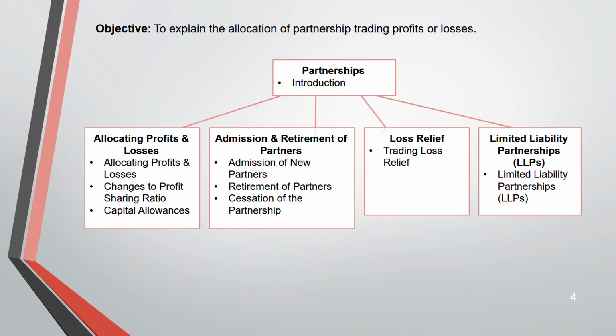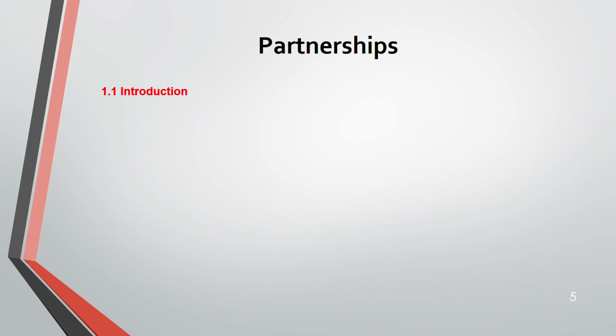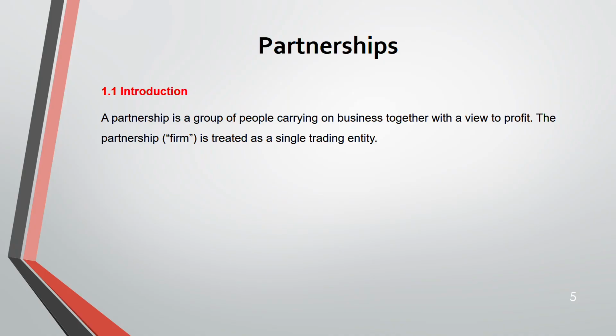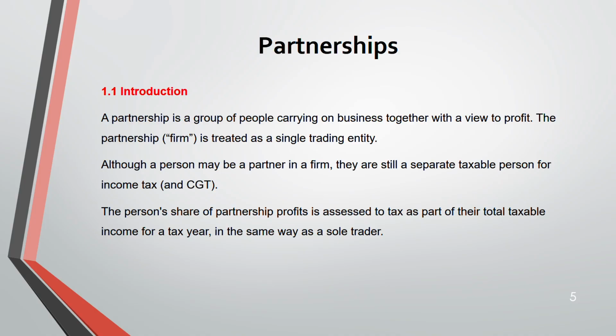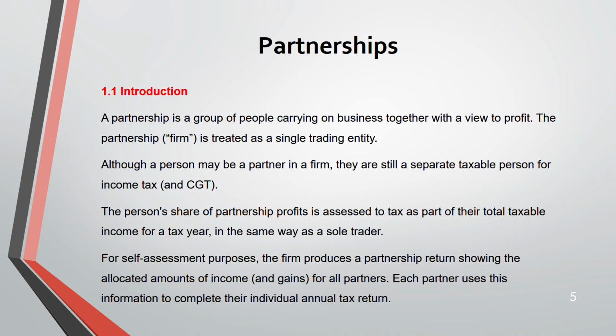This is one of the easiest and the shortest lectures you will ever encounter. So, a partnership is a group of people carrying on a business together with a view to make a profit. The partnership is treated as a single trading entity. A person may be a partner in a firm, but they are still a separate taxable person for income tax and CGT. The partner's share of their partnership profit will be assessed to tax as part of their total taxable profit in the same way as a sole trader. Then, for self-assessment purposes, the firm produces a partnership return showing their allocated income and gains. Each partner uses their own information to complete their individual annual tax return.